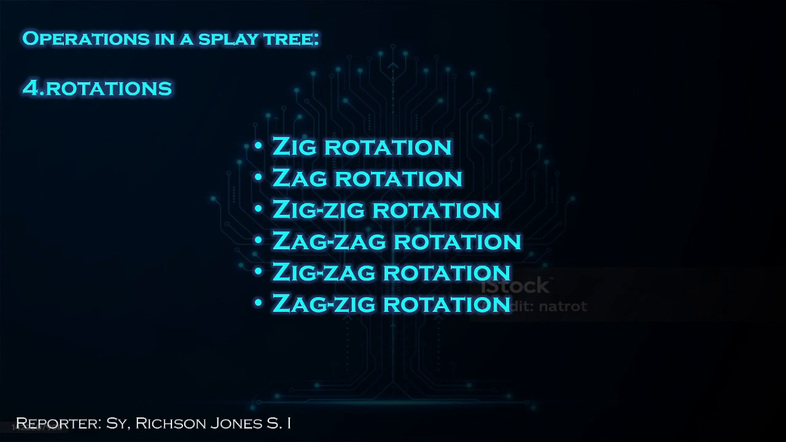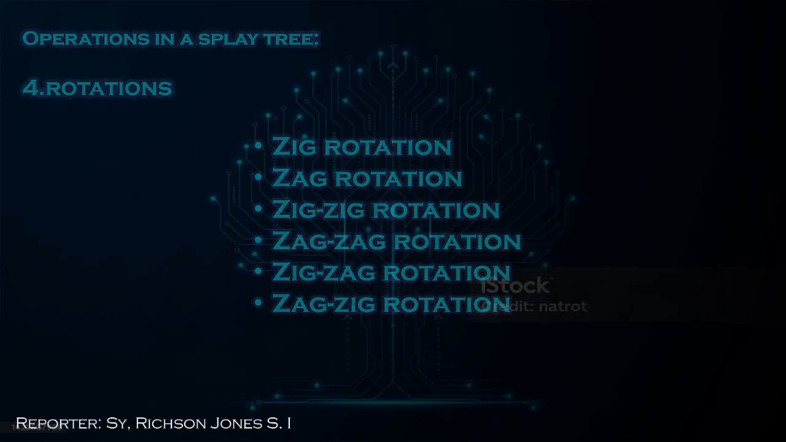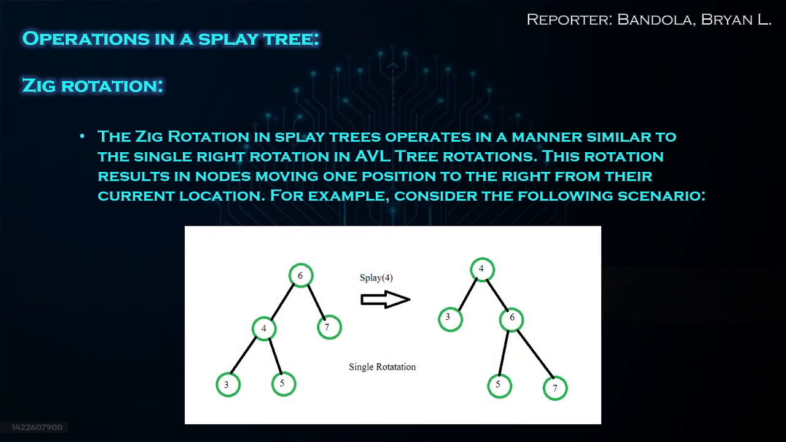First, we have zig rotation, zag rotation, zigzag rotation, zagzag rotation, zigzag rotation, and zagzig rotation. Zig rotation. The zig rotation is just a single rotation. In simple terms, a single right rotation. For example, we are going to splay the node 4 to the root. The node 6 is its parent, and node 4 moves to the right, and node 4 becomes the parent, and node 6 and node 7 move down to get the root, and that's how zig rotation works.